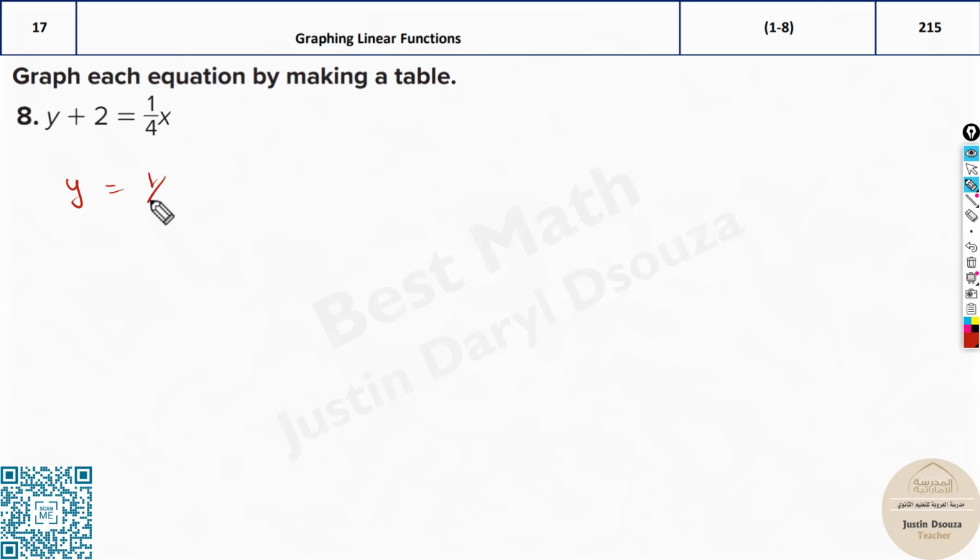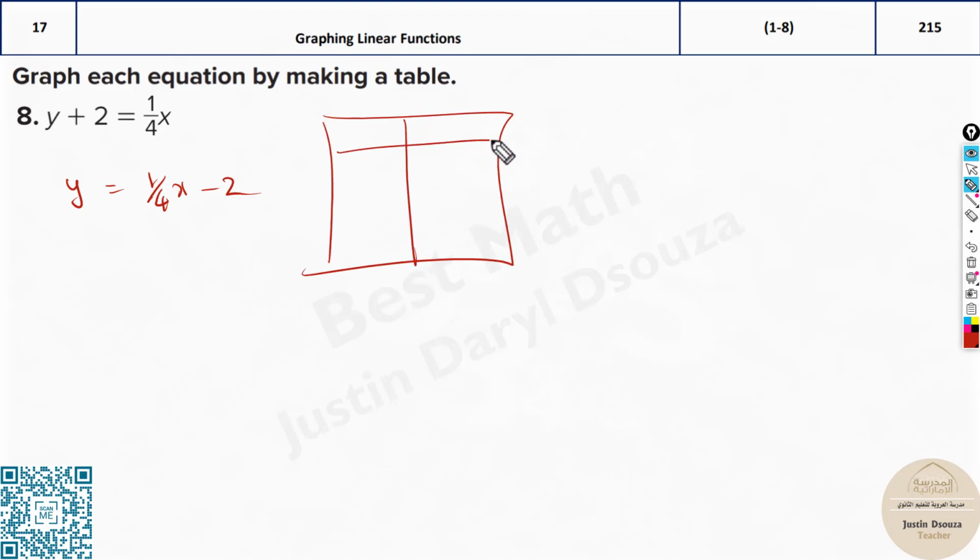Y is equal to 1/4 x minus 2. Now you have to make a table here. You can use the calculator. We have done so many times the calculator. Let me do it manually now. Here x values, I'll choose minus 2, 0 and 2. Just so many is enough. I'm not taking many values.